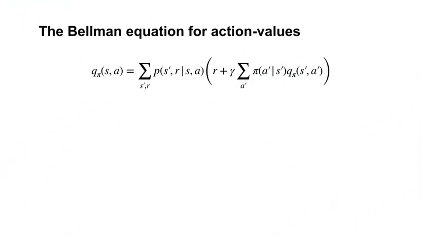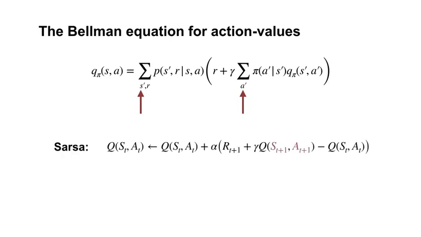Recall the Bellman equation for action values. Here you can see the expectation over values of possible next state action pairs. Breaking this expectation apart, we see a sum over possible next states as well as possible next actions. Sarsa estimates this expectation by sampling the next state from the environment and the next action from its policy.